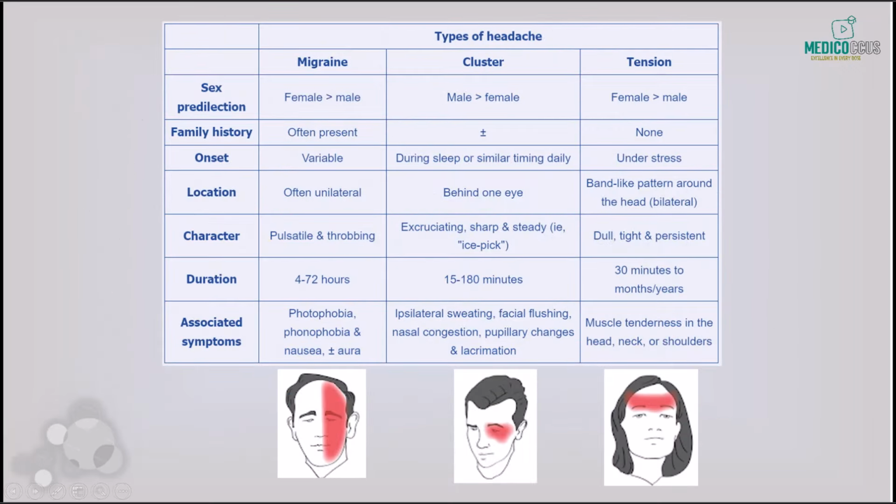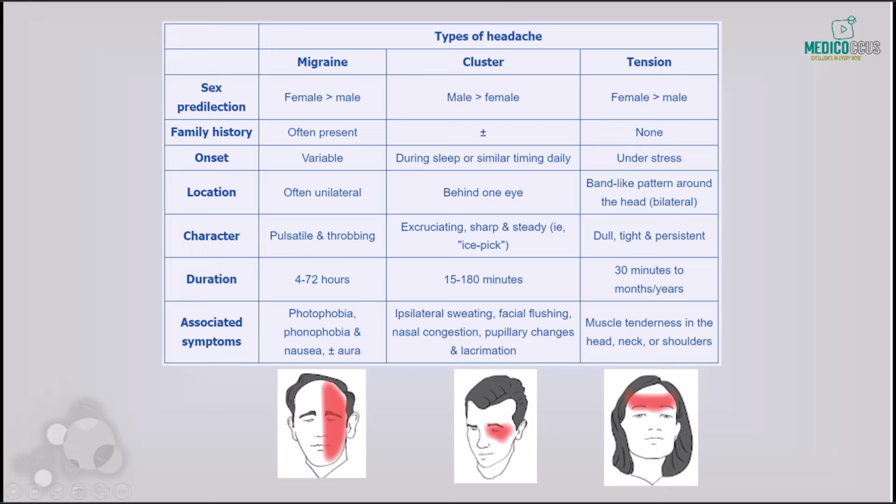Let's take a closer look at this table, which compares the 3 most common types of headaches: migraines, cluster headaches, and tension headaches. Each type has distinct characteristics, so it's important to understand their key differences. Starting with migraines, these are more frequent in females and often run in families, so a family history can be a big clue. Migraines usually present with a throbbing, unilateral pain that can last anywhere from 4 to 72 hours. Along with the pain, patients often experience sensitivity to light, called photophobia, and sensitivity to sound, called phonophobia, and some may even have an aura beforehand, those visual or sensory disturbances that can serve as a warning sign.